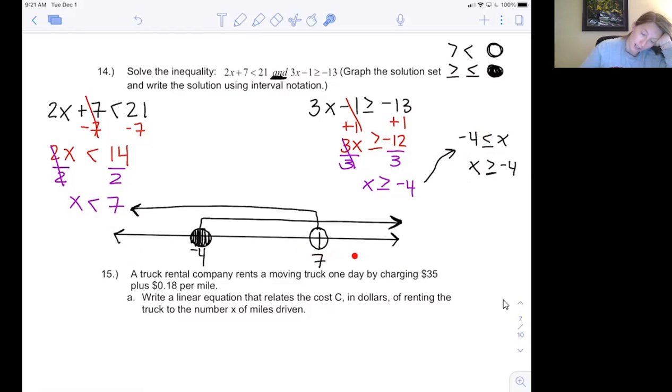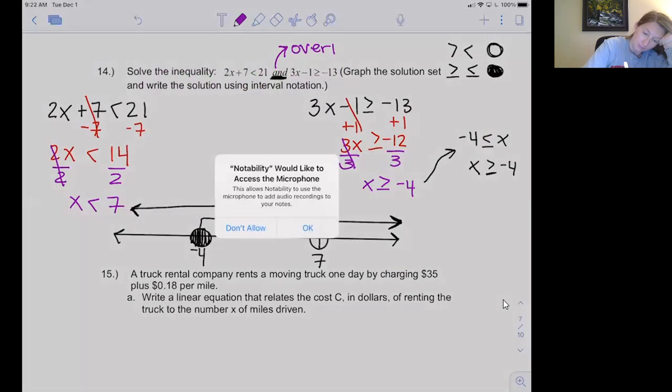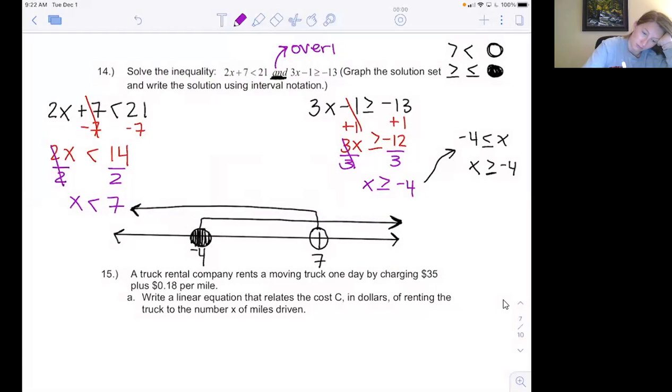Now it wants us to write the solution using interval notation. So this is where this "and" is important. When it's saying "and," it wants to know where it overlaps. Okay, so right here is where it overlaps, right? So this is going to be my solution.